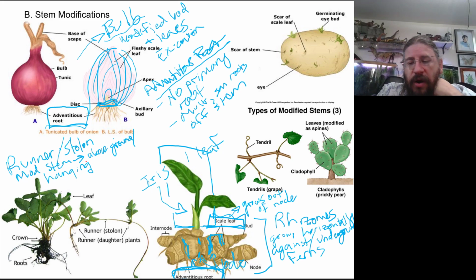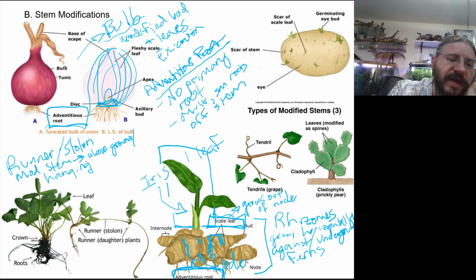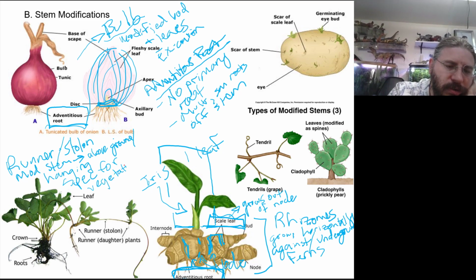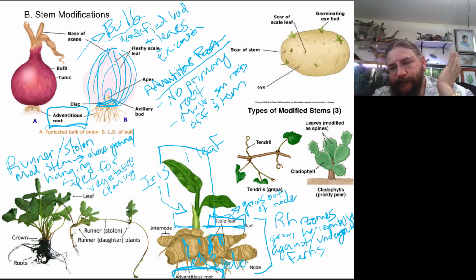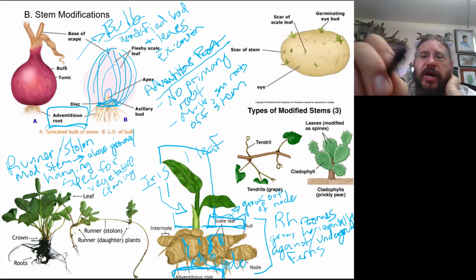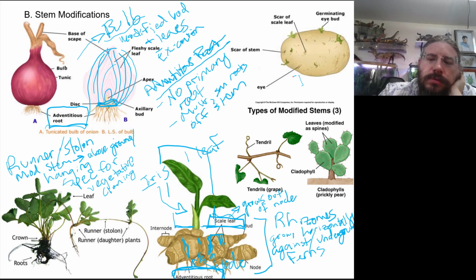So what is a runner or a stolon? Well, it's got very long internodes and it's specialized for vegetative reproduction. So specialized for vegetative cloning. Again, strawberries produce little plantlets along their runner. Not too bad. Tubers! Tubers, like your potato.